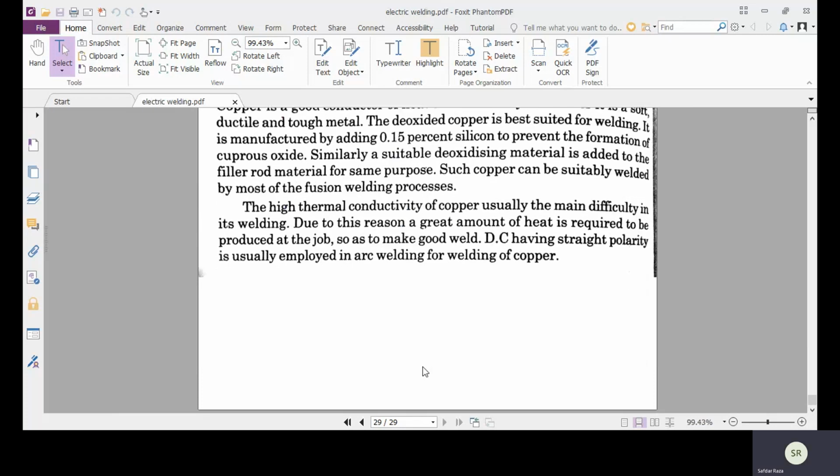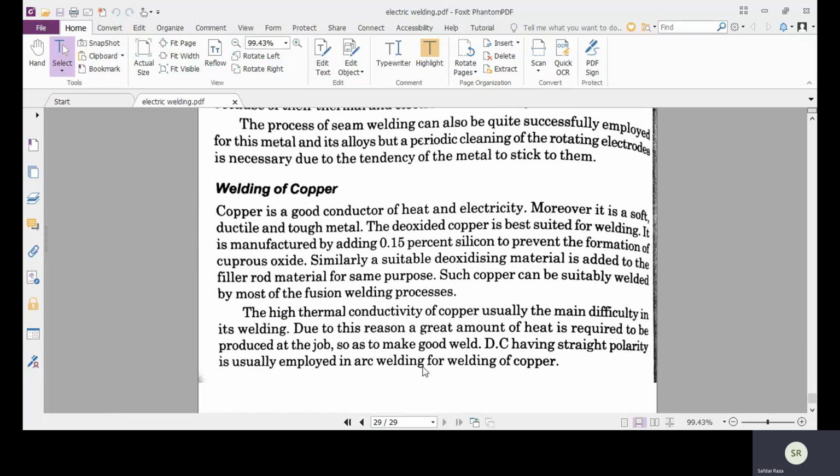So for today it's enough, and with this topic we are going to end this chapter. From the next lecture we will start about the basics of the illumination and its type.